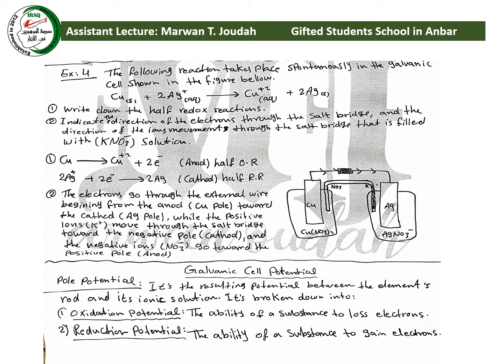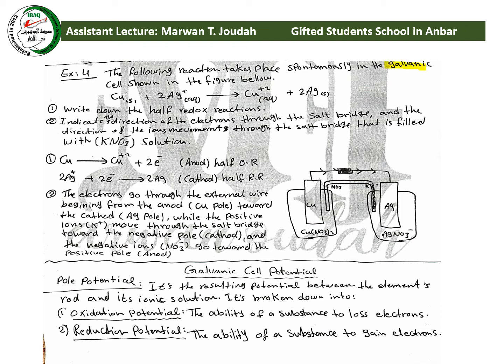Today, we are going to finish up the last chapter of the textbook, which is the electrical chemistry. We got to example 4. For example 4, the following reaction takes place spontaneously in the galvanic cell shown in the figure below. So we have an indication here, which is a galvanic cell. You should know everything about galvanic cells before you even get to this example.